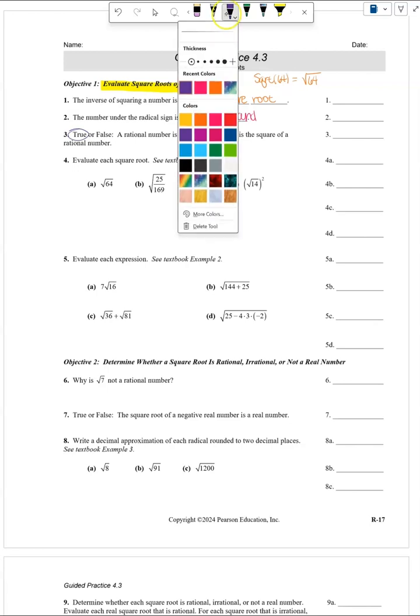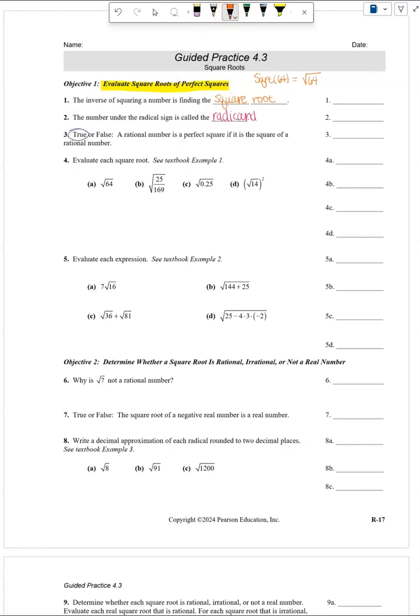So now let's look down here and let's do some of these. Evaluate each square root. So the square root of 64, well, that's going to equal 8. The square root of 25 divided by 169, well, it's fair in math to break these apart. So if you have a big square root with a fraction underneath it, you could break it into two little square roots, which makes it much easier to see. So the square root of 25 is 5. The square root of 169 is 13. So that gives us 5/13.